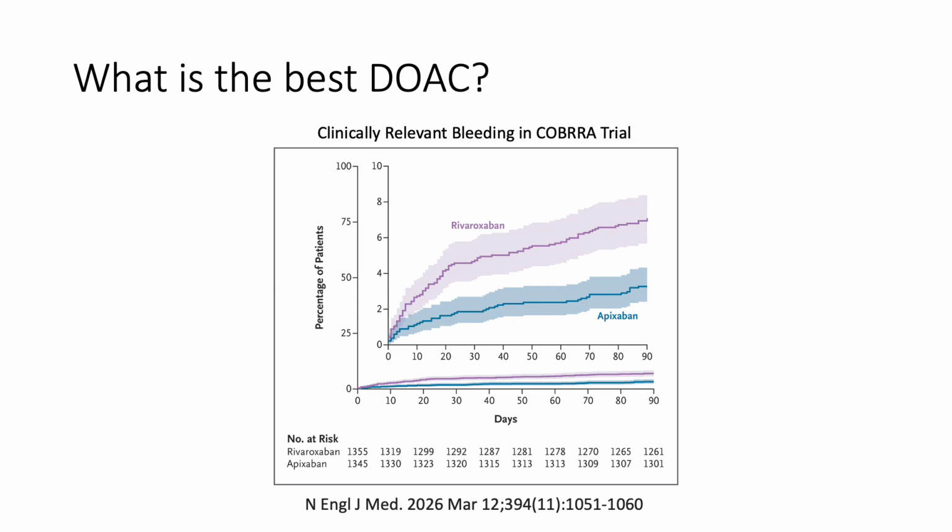Now, which is the best DOAC? I've had a suspicion all these years that it was probably apixaban, and we have a lot of retrospective data that suggests that, but we finally got a head-to-head study between apixaban and rivaroxaban published in March of 2026, the COBRA trial. In patients being treated for venous thromboembolism in those first 3 months, apixaban was associated with a much lower risk of clinically relevant bleeding. So I think if you're going to pick one, pick apixaban.